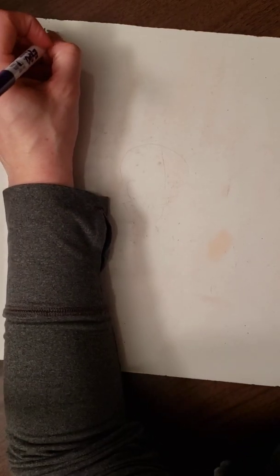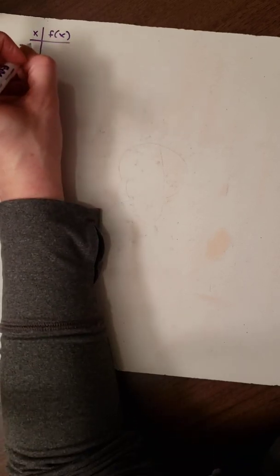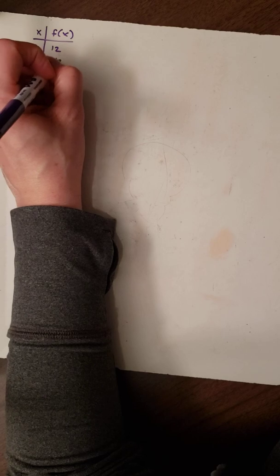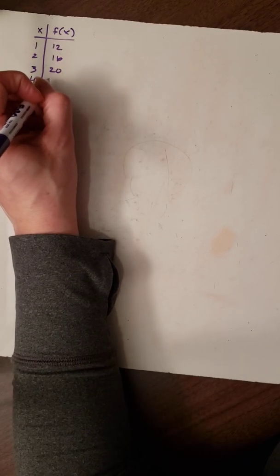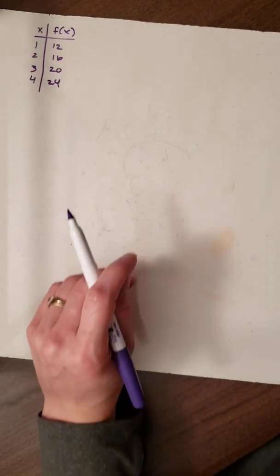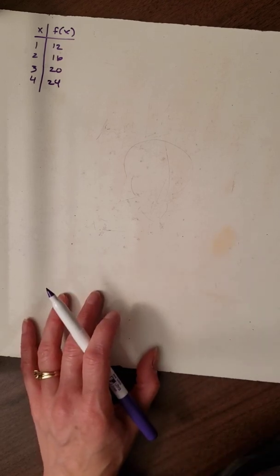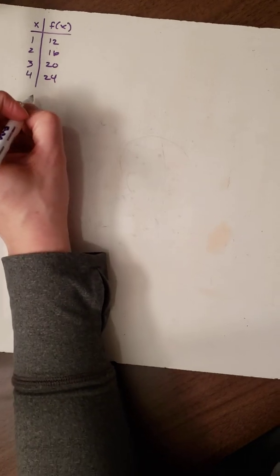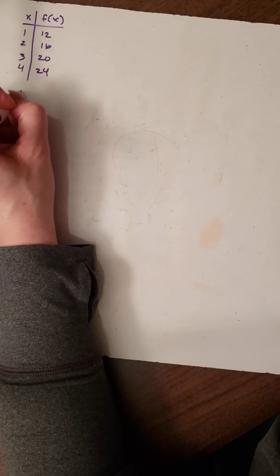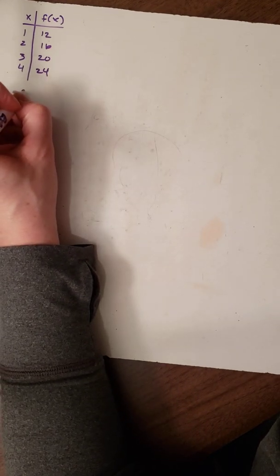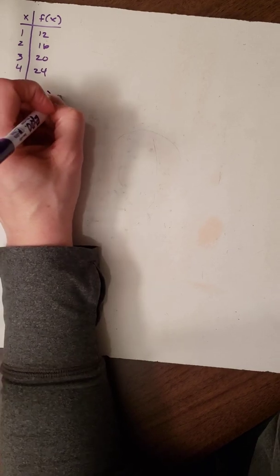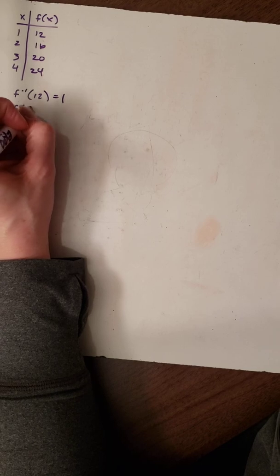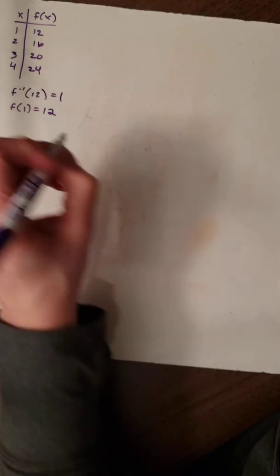So you've got X and f of X. And you've got 1, 2, 3, 4, 12, 16, 20, 24. Something like that. That's your chart. Now I could ask you, what is f inverse of 12, and you'd say it is 1 because f of 1 is 12.